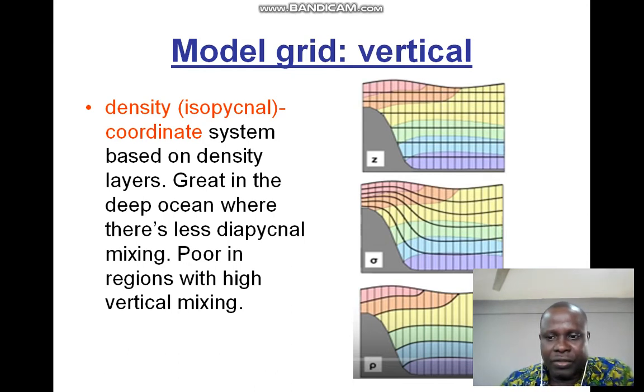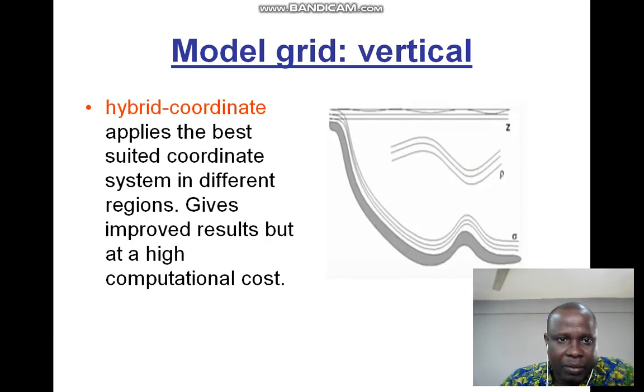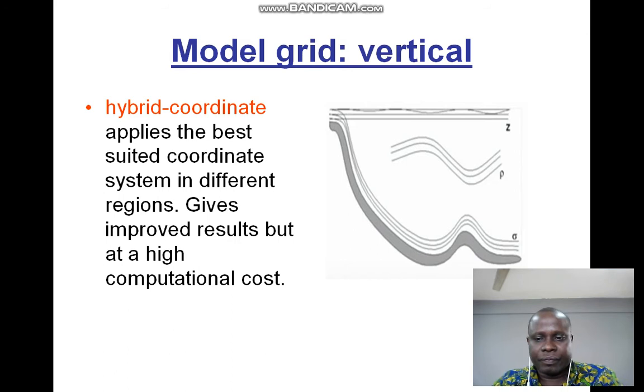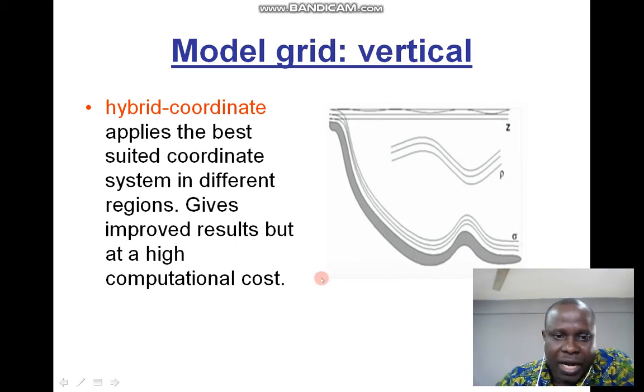Of course, you can try to take advantage of all these three and come out with what is called a hybrid coordinate, which uses all three different ones, and it applies the best suited coordinate system in different regions of the ocean. So at the surface, for instance, it could use the Z coordinate. Deep down, it uses the density coordinate, and then when you go down further, you use the terrain following coordinate to follow the terrain or the bathymetry. Of course, it is very advantageous, but it comes with a high computational cost.